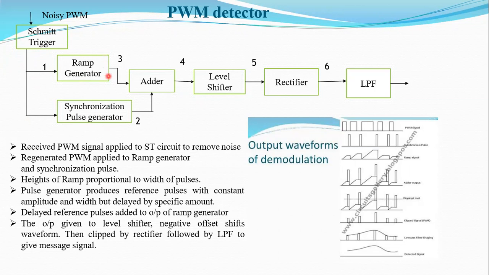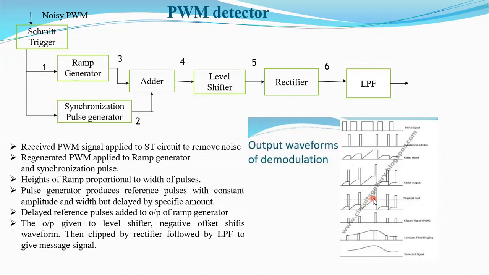Now, the height of the ramp is proportional to the width. If you observe these waveforms, the height of the ramp is proportional to the width of the pulses. Now, the pulse generator produces reference pulses with constant amplitude and width, but delayed by some specific amount of time. So these will be the delayed reference pulses.